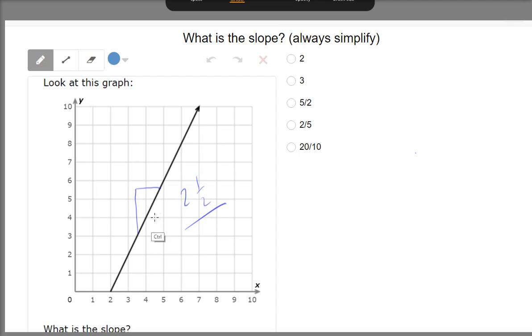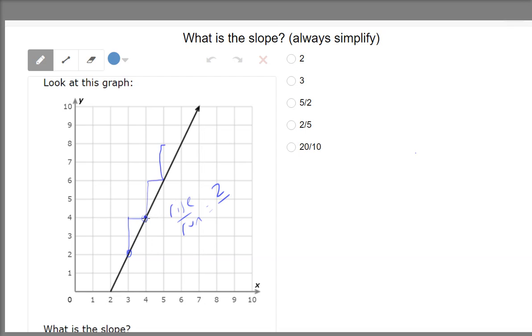All right, so we're going to pick nice intersections. So a nice intersection is from here, and this one is not, and this is a nice intersection. So the slope is 2. We rise 2 over 1. So rise over run. We rise 2, we run 1. Okay, so the answer is 2.